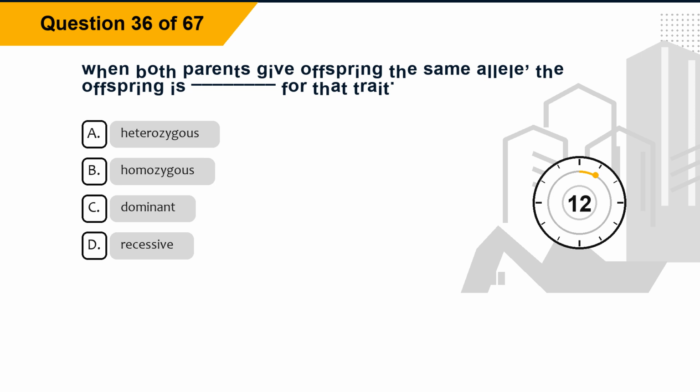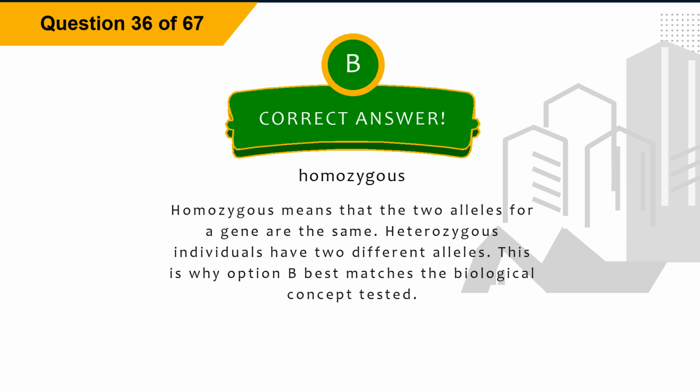Question 36. When both parents give offspring the same allele, the offspring is blank for that trait. Option A, heterozygous. Option B, homozygous. Option C, dominant. Option D, recessive. The correct answer is option B, homozygous. Explanation: homozygous means that the two alleles for a gene are the same. Heterozygous individuals have two different alleles. This is why option B best matches the biological concept tested.